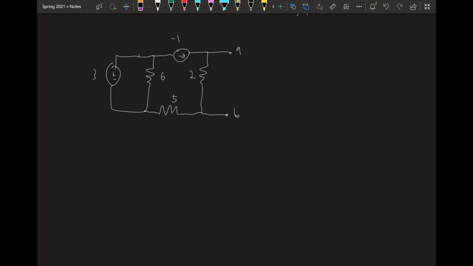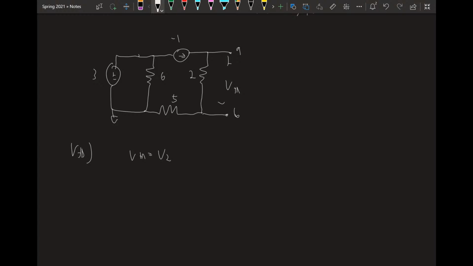This is V Thevenin. We can notice that V Thevenin equals the voltage across the 2 ohm resistor, and the voltage across the 2 ohm resistor is given by Ohm's law. It has 1 amp running through it. So this equals -1 times 2, which is -2 volts. So V Thevenin is very easy to solve for: -2 volts.